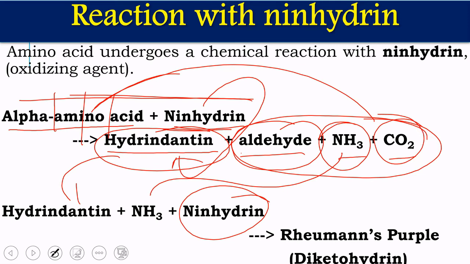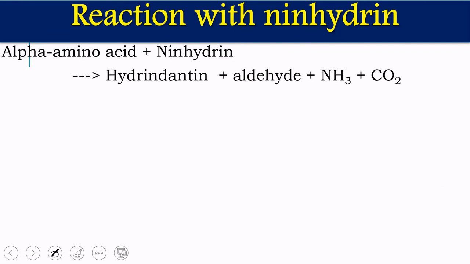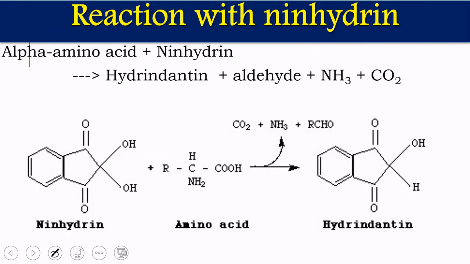This hydrindantin, which is converted from the ninhydrin, reacts with the ammonia and one molecule of ninhydrin and ultimately gives me a complex compound, that is diketohydrin, that is called Ruhemann's purple, and its color is purple. So that purple color formation is the indication of a positive ninhydrin reaction. So if you see the first step of reaction where alpha amino acid reacts with ninhydrin, ultimately the amino acid is converted into aldehyde, ammonia and carbon dioxide.